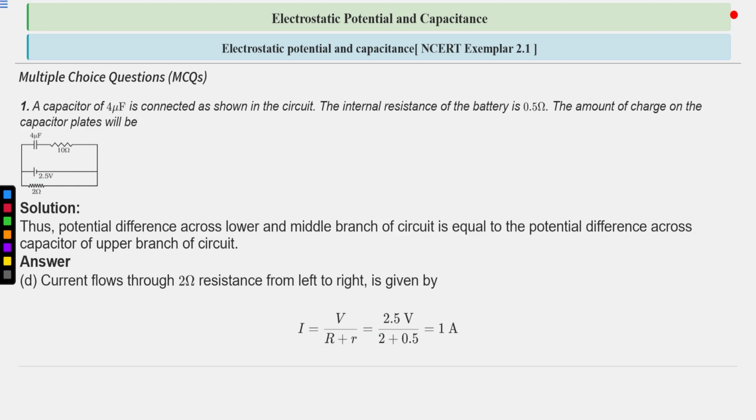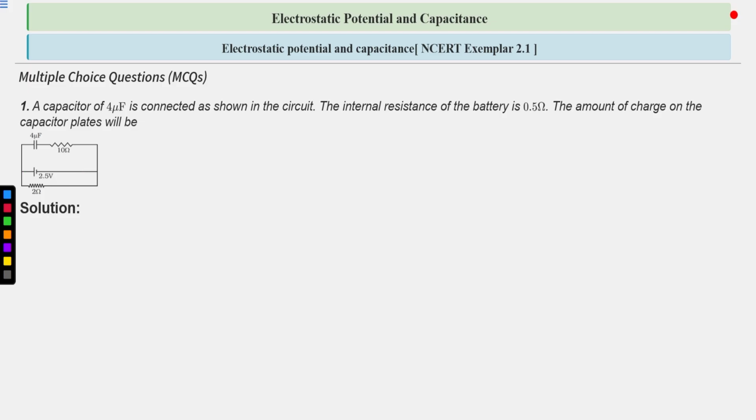So current will flow from here to here, not in this section, because the capacitor offers infinite resistance. Okay, now a capacitor of 4 microfarad. So the capacitor is of 4 microfarad. Again same diagram. The potential difference across the 2 ohm resistance is V equal to IR.